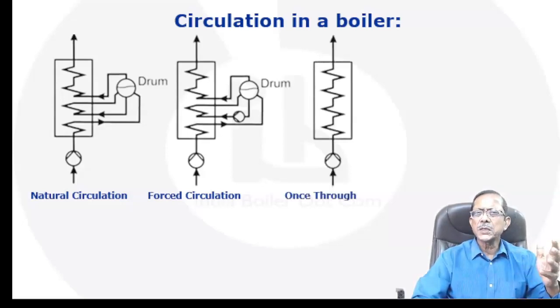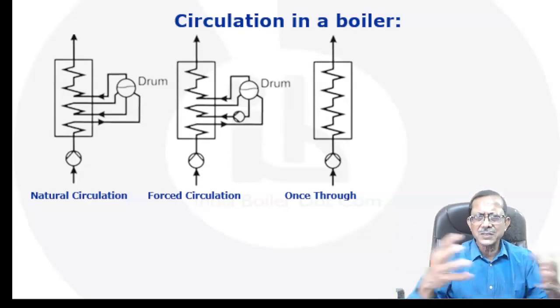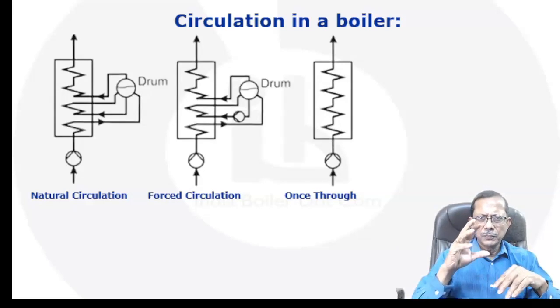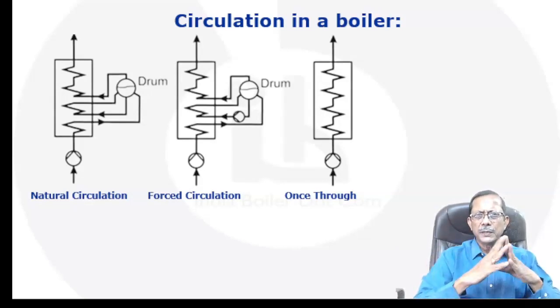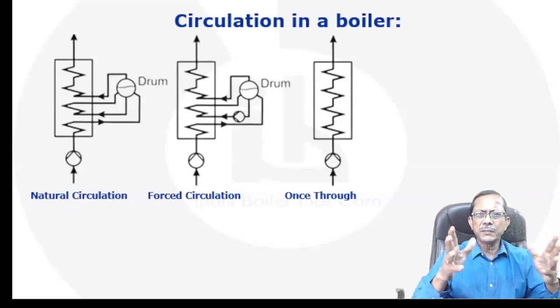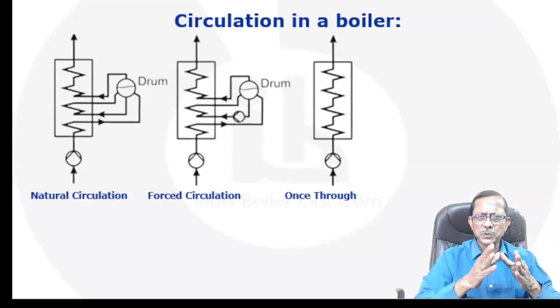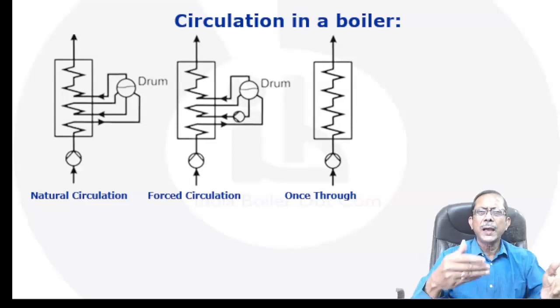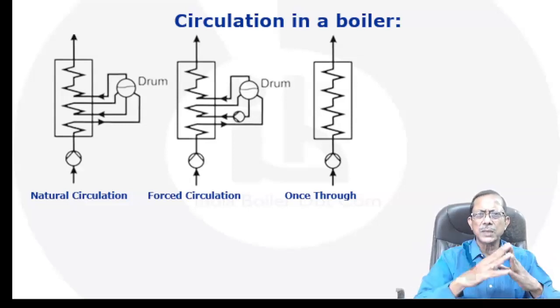In the natural circulation in the evaporator circuit, there is no pump. It is due to the density difference, as known by everybody. In a forced circulation or assisted circulation system, there is a circulating water pump in the evaporator circuit, and the once through system does not have any circuit. The feed pump pushes the water, it goes through the economizer, through the evaporator, somewhere in between it becomes steam and goes to the superheater and goes out, right?